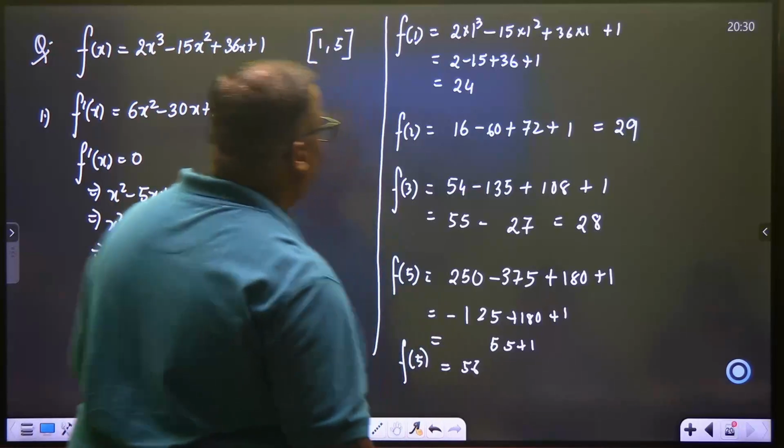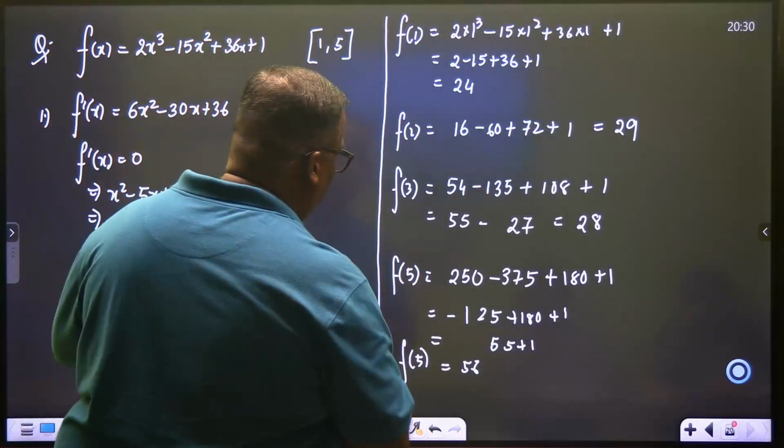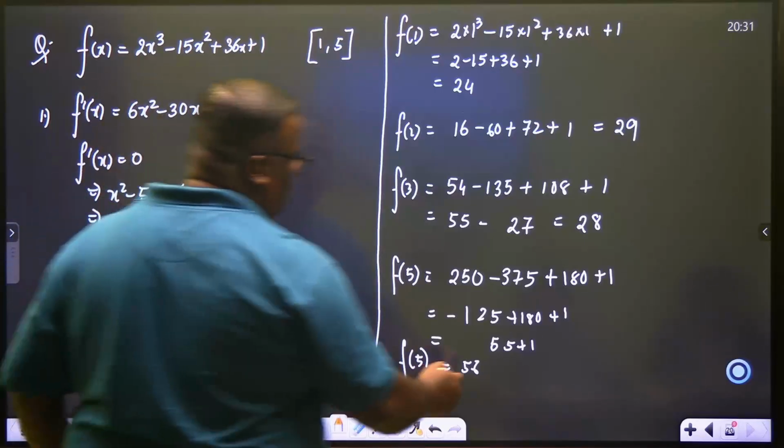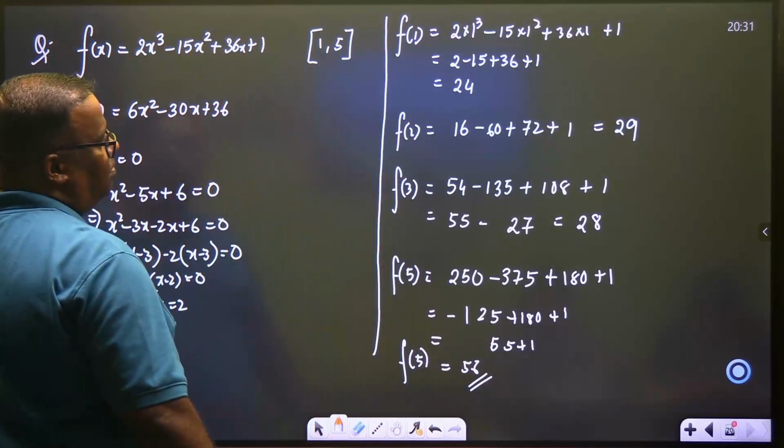So where is the absolute? Now the question was, find the absolute maximum and absolute minimum. I think this is the absolute maximum. And what is the absolute minimum? 24.